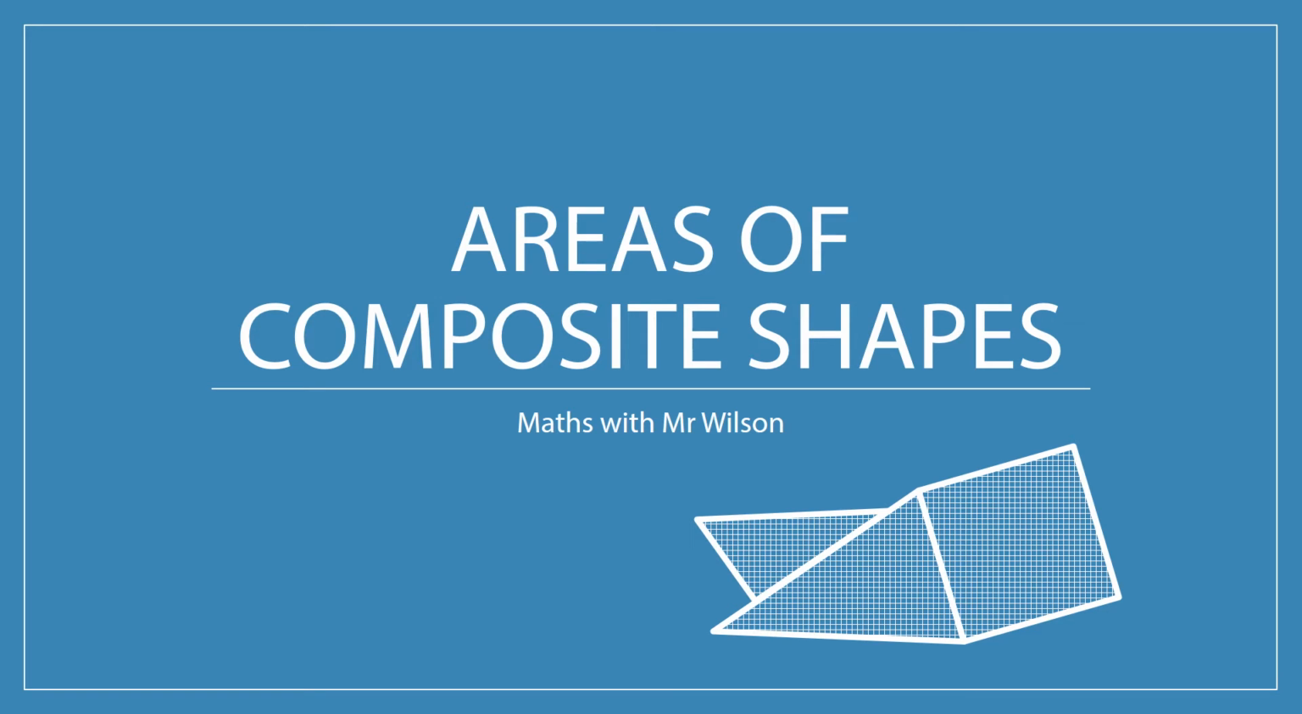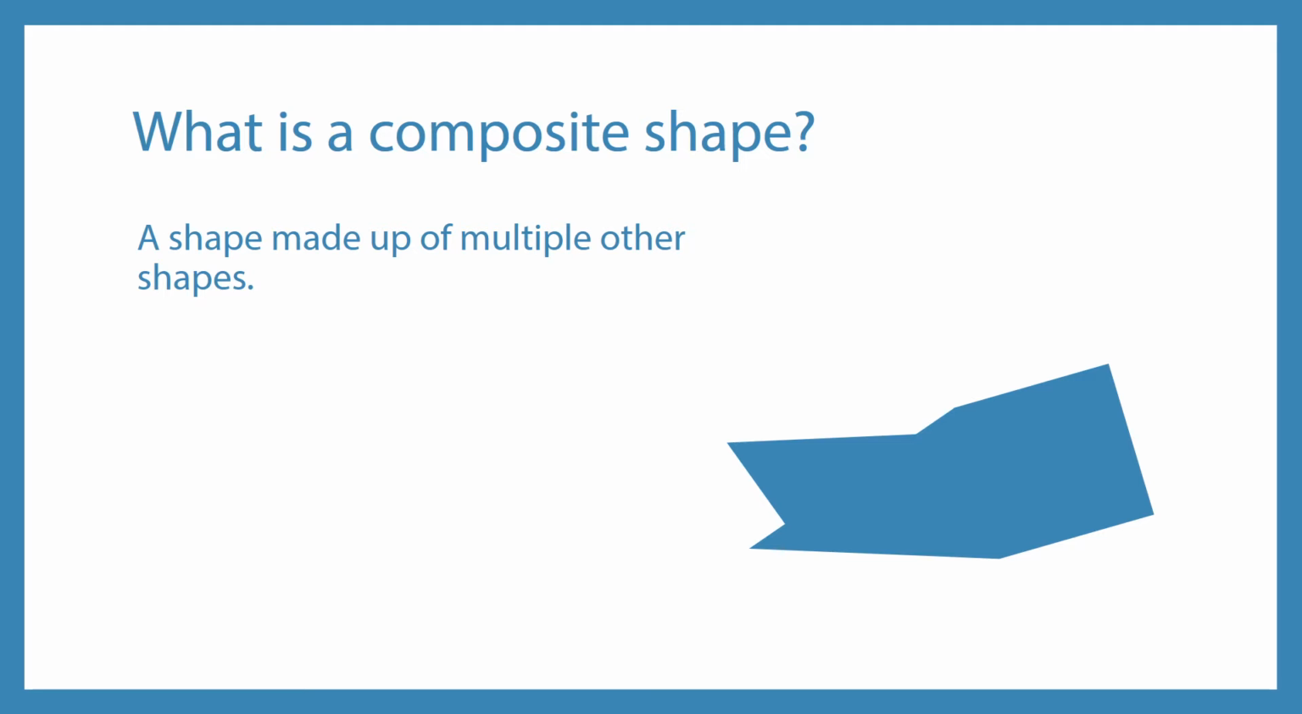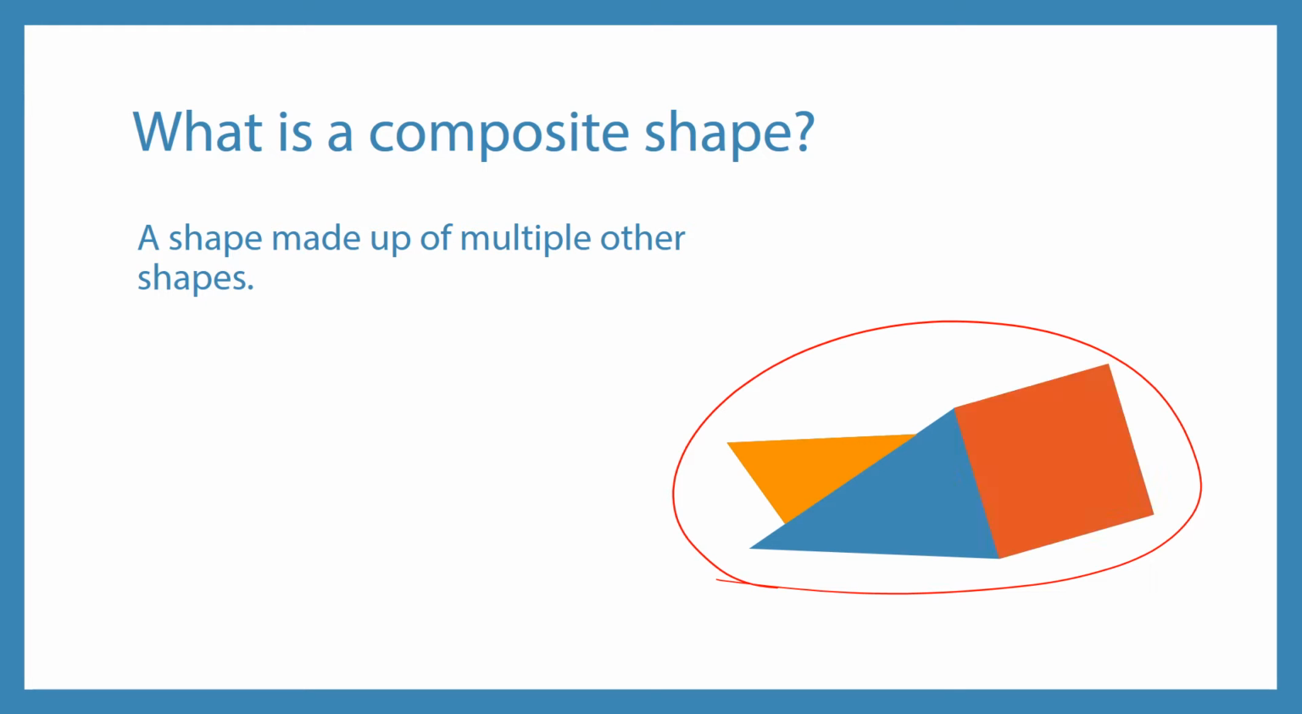Hello, and welcome to this lesson where we're going to look at the areas of composite shapes. A composite shape is just any shape made up of other shapes. Here we have a weird looking shape, but it's actually made up of a few that we're familiar with. We could divide it into a triangle and a square, and if we find the area of these shapes, which we know how to do, we can then just add them together and we get the area of the big and unfamiliar shape.